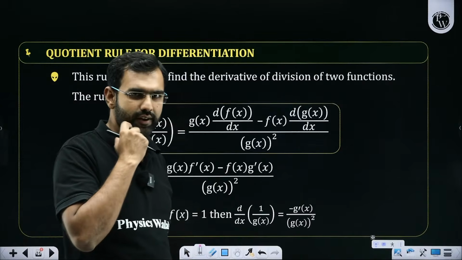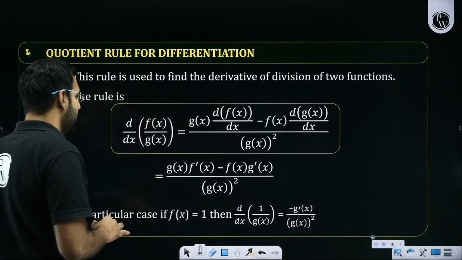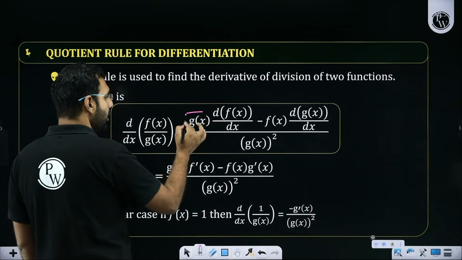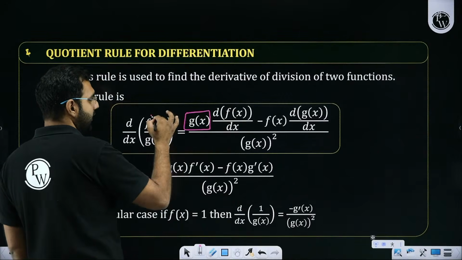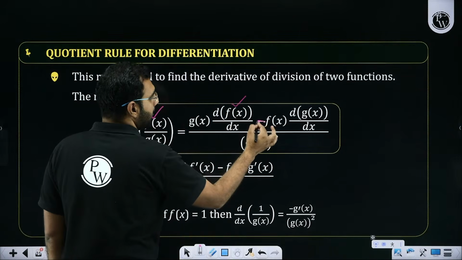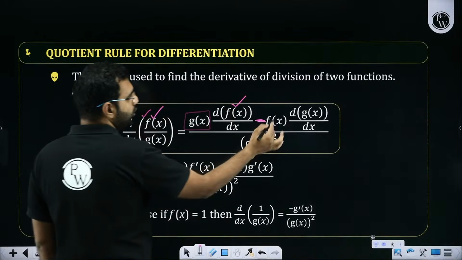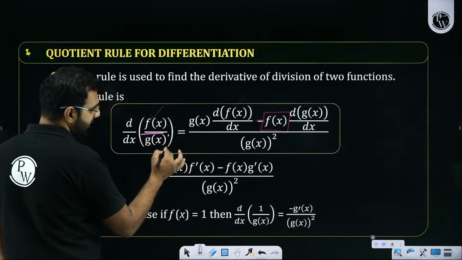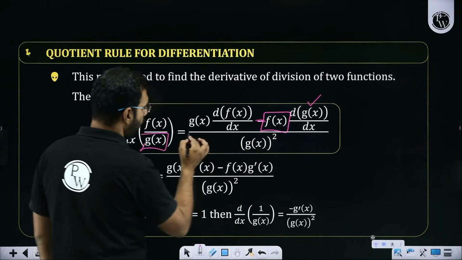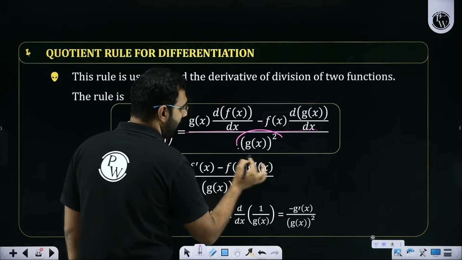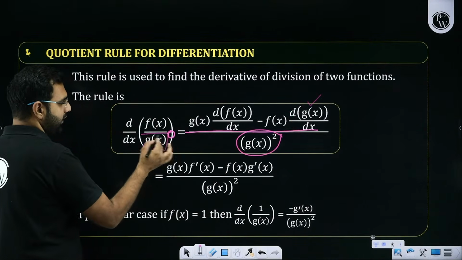Absolutely, Vijay. Very good. Great, Sachin. So there it says denominator as it is, derivative of numerator, minus numerator as it is, derivative of denominator, whole thing gets divided by the square of the denominator.